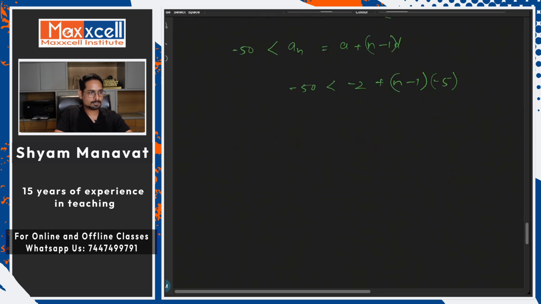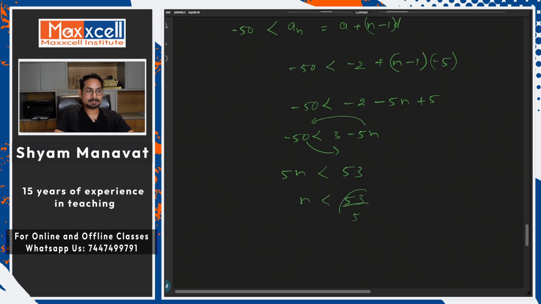Let's start. So I have -50, open the bracket, I have -2 here. Here this becomes -5n plus 5. So you have -50, and then you get 3 minus 5n. I'll take 5n to this side, so this becomes plus 5n because I need a positive value of n, as the number of terms cannot be negative, right? And -50 on this side, so it becomes 53. So n is less than 53 by 5.